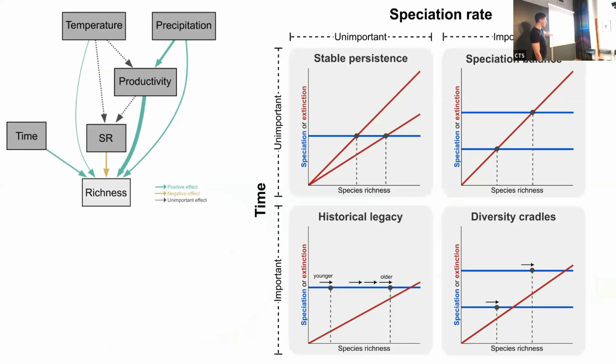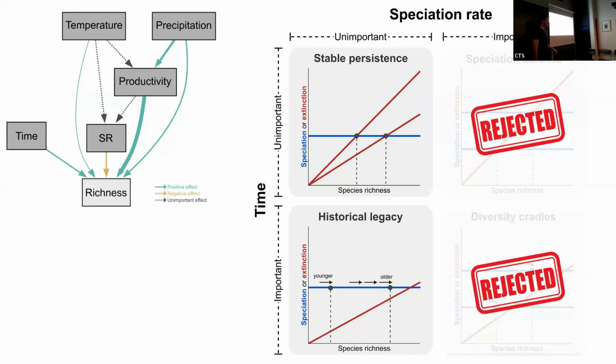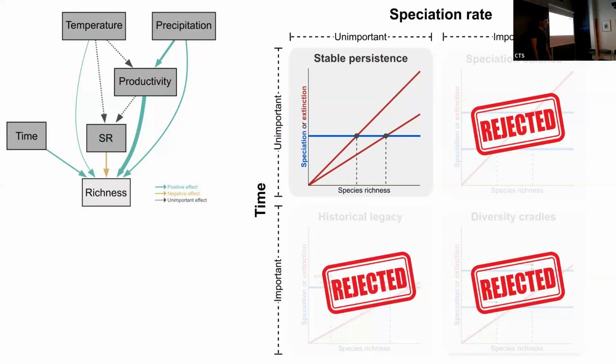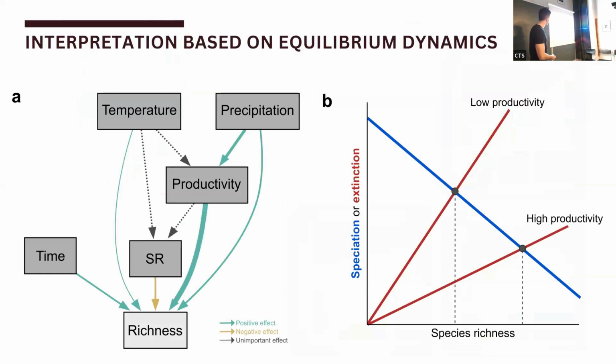The lack of a positive and strong effect of speciation rates on species richness, and also the lack of indirect effects mediated through speciation rates, led us to reject these two scenarios here. Also, we can reject this scenario because we did not find a strong effect of time. There were some effects, but they were generally weaker, so it led us to suggest that dynamic equilibrium through stable persistence was the most plausible explanation.